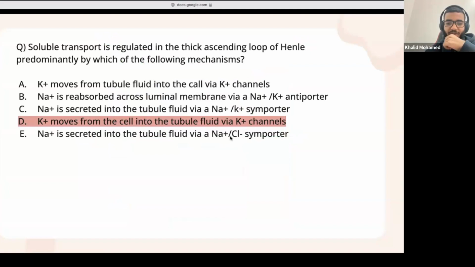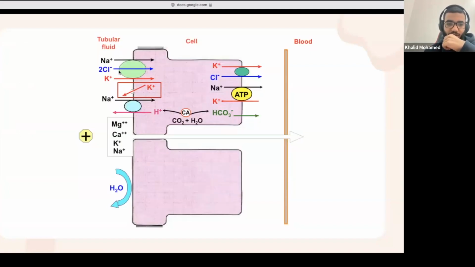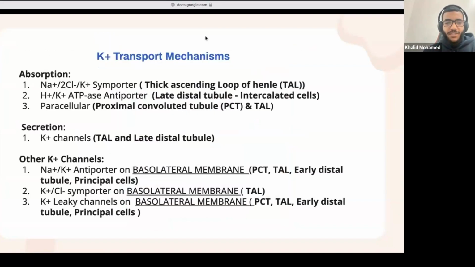Na plus Cl minus importer, and you think it's this one. This one is not called NaCl minus importer. It's called Na plus 2Cl minus K plus importer. Okay, so I made a summary about the potassium transport mechanisms and the different parts of the tubule.